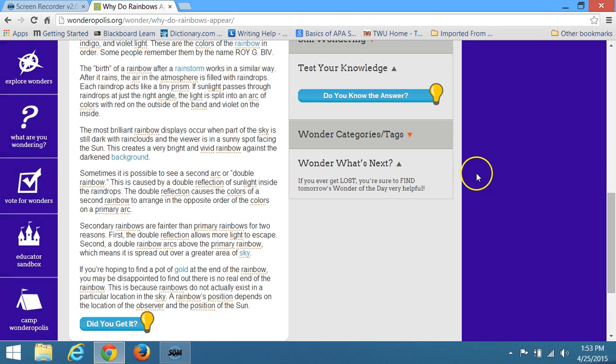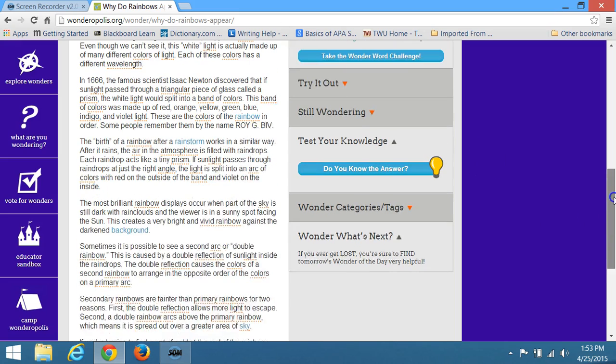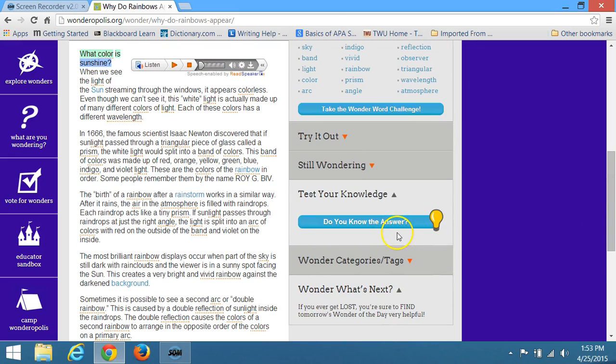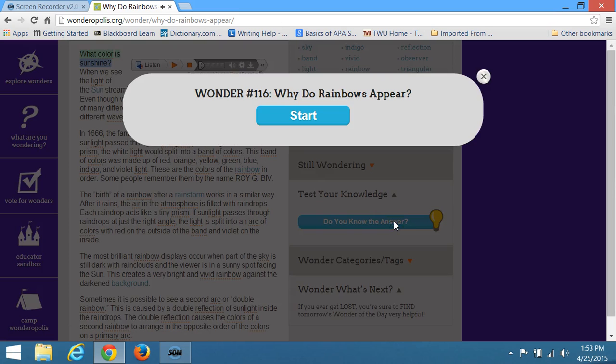This is the exact same quiz that's right here on the right side. You can see, again, the little light bulb. However, if you take it over here on the right side, you get some nice music. Fancy.